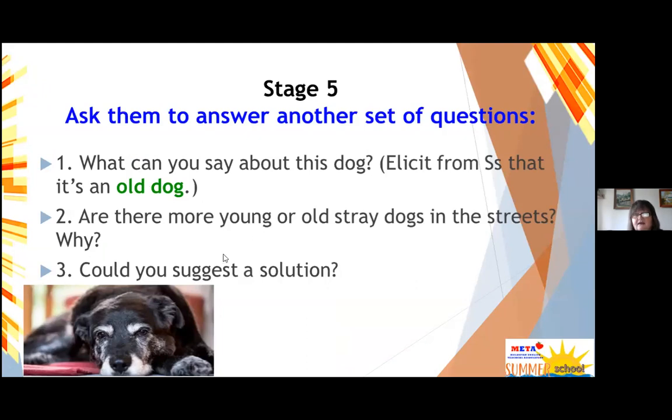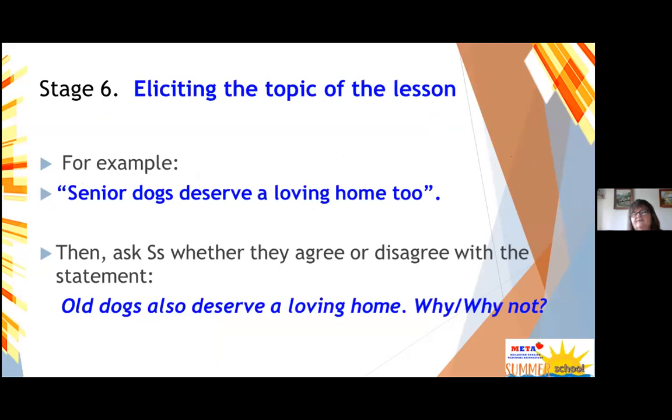And again, what solutions they could suggest in order to avoid or to solve the problem. You can ask your students either to say it orally, or it could be a written activity. Again, you decide as teachers, as I previously said, depending on the topic of your lesson. And after that, you'll try to elicit the topic of the lesson. Senior dogs deserve a loving home too. And I would start discussing this one.